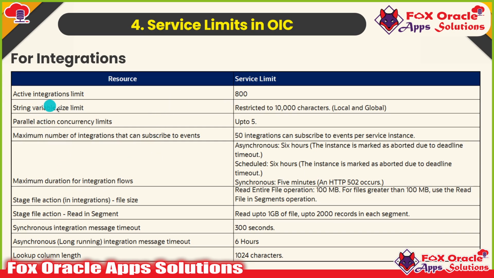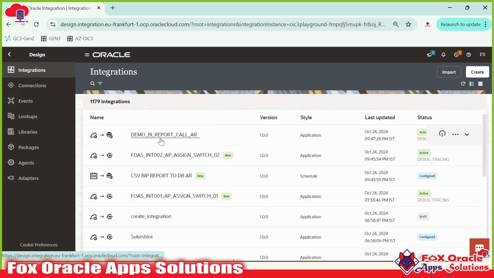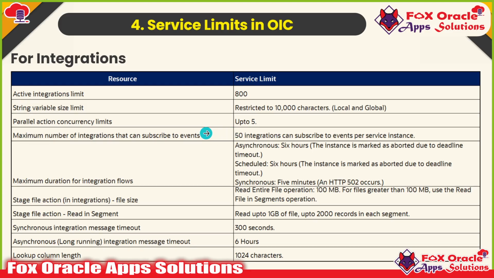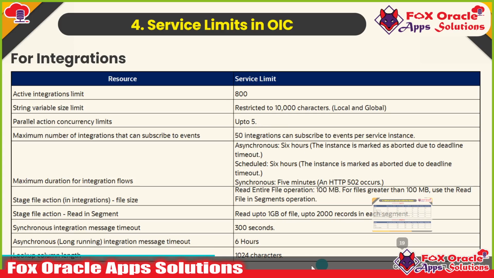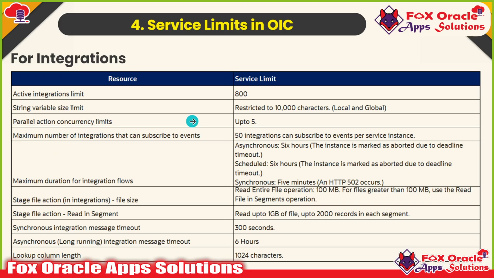Again, the string variable we are using in our integration: here in this integration, we created a string variable named var result. It has the limitation that the variable cannot hold more than 10,000 characters. In upcoming sessions, we are going to learn about the parallel action. The parallel action allows us to execute multiple endpoints at the same time. And obviously, we cannot add more than five endpoints or five parallel branches in our integration. So that's the limitation. And for the same, we have subscribe to OIC or publish to OIC.